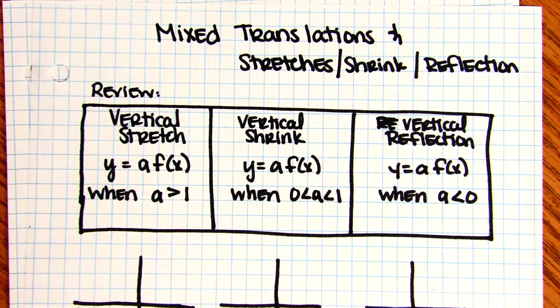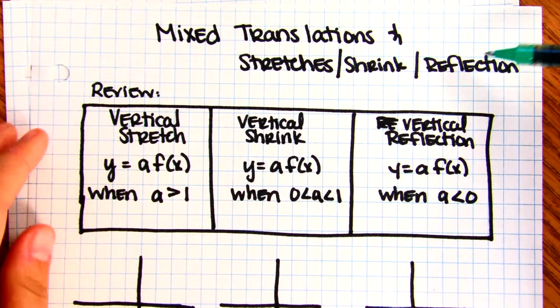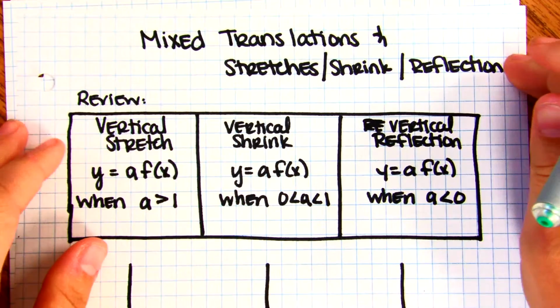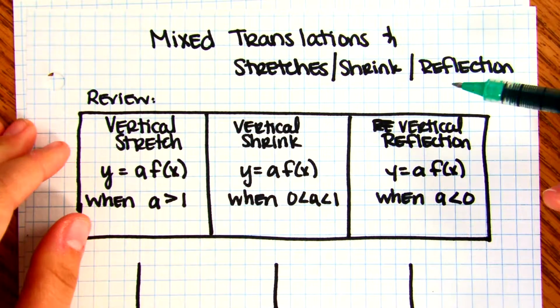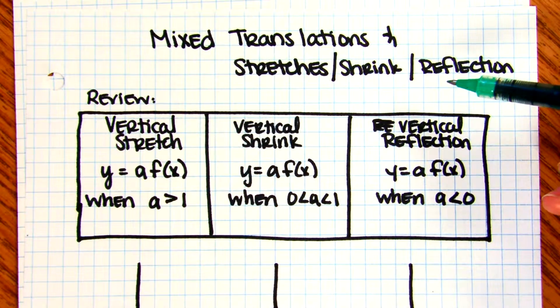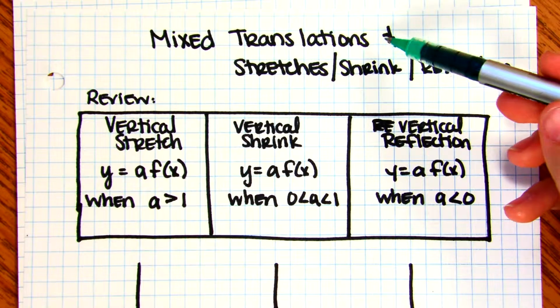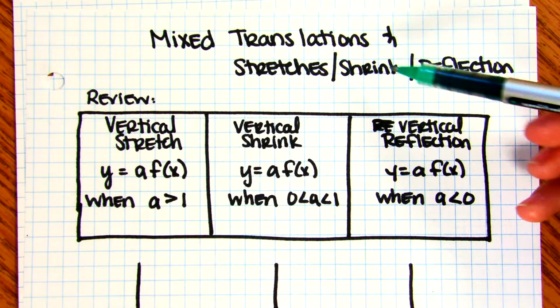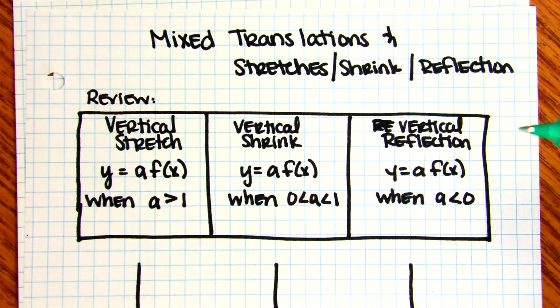So in this last video of the unit, we are going to do some mixed translations, stretches and shrinks and reflections. So we're going to do all of them possibly at the same time. In the last video, we reviewed translations, which are shifts left, right, up, and down. I'll quickly review stretches, shrinks, and reflections.